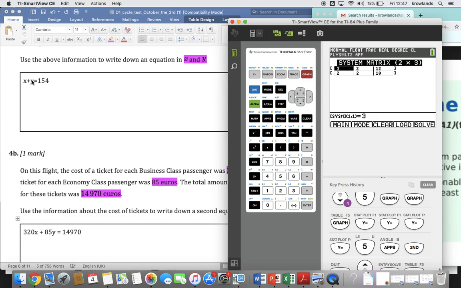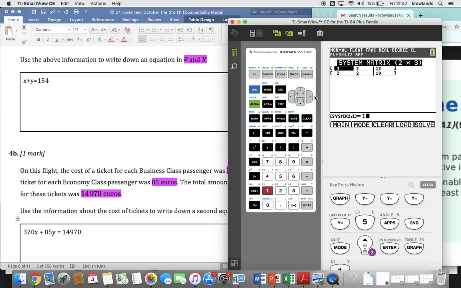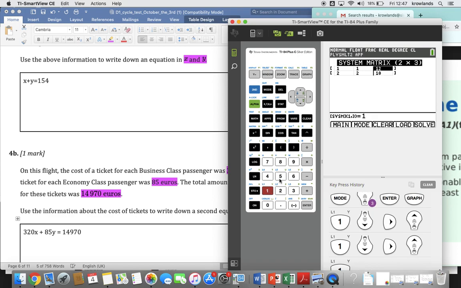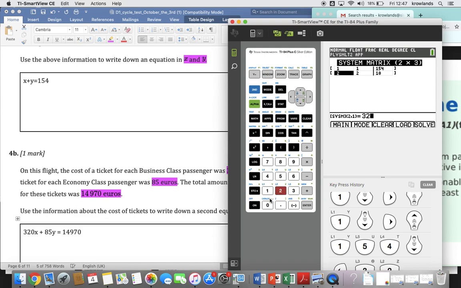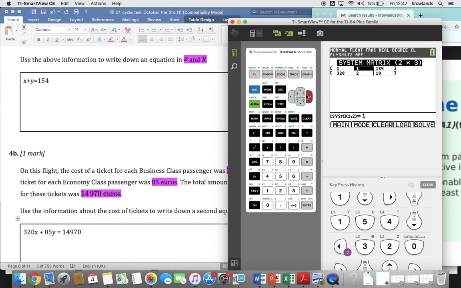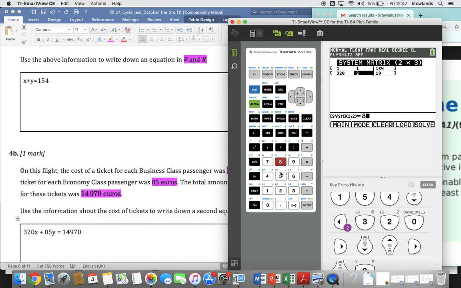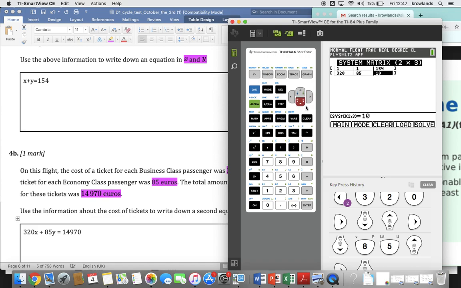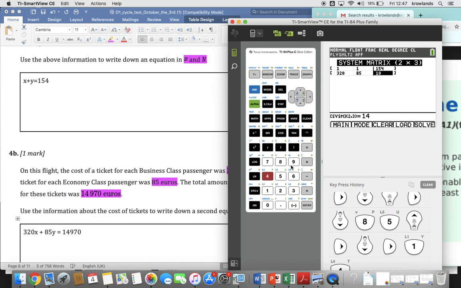So we've got 1x, 1y is 154. So we're going to write in 1. We're going to write in 1. And we're going to say that this is equal to 154. Similarly, we need to do the same for the next equations. We've got 320x this time, so there's no way this would be very easy to solve algebraically. And then we've got 85y. And then this is going to be equal to 14,970. And then we click enter.